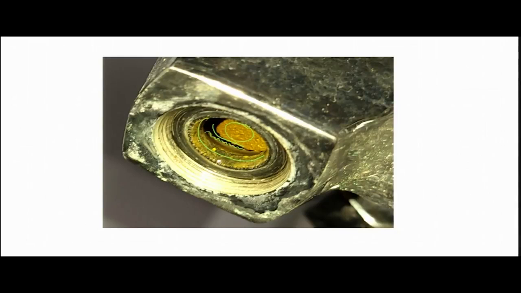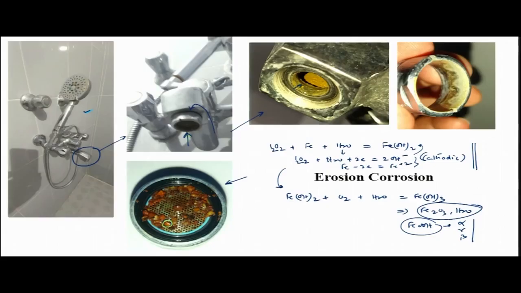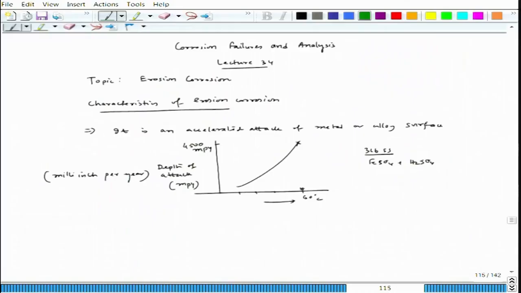In fact, this rust formation would be much less if we just take this particular sample out and put it in stagnant, the same type of water for months. We will not see much rust formation because that is a stagnant condition, and in a stagnant condition only the electrochemical factor is coming in, no erosion factor. So this is one reason that erosion corrosion is a highly aggravated corrosion mode or damage mode, I would say. Fine. So let me go to where we were.